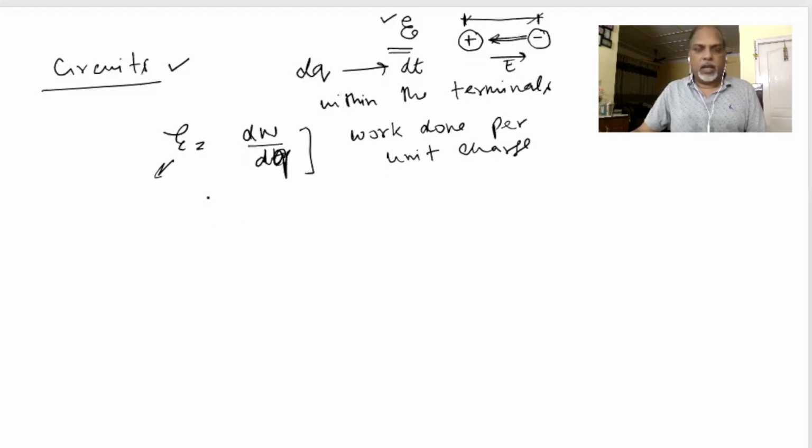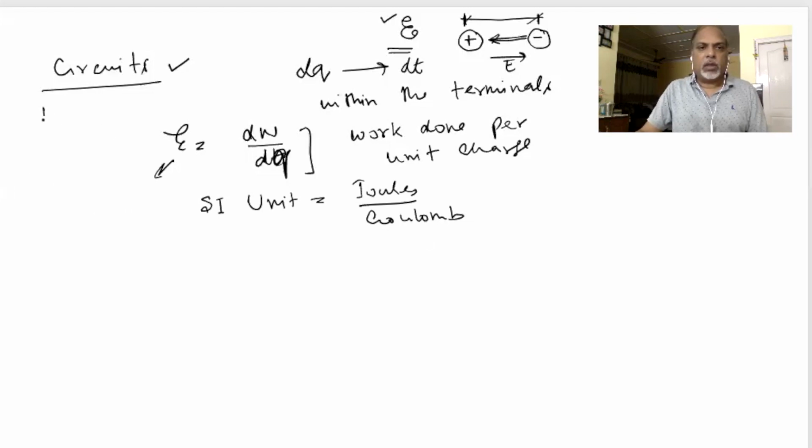This is its SI unit: joules per coulomb. Correct? So this is about battery EMF. So what is EMF? It is basically dW upon dq. For transferring the dq charge in dt time, you are doing the dW work.